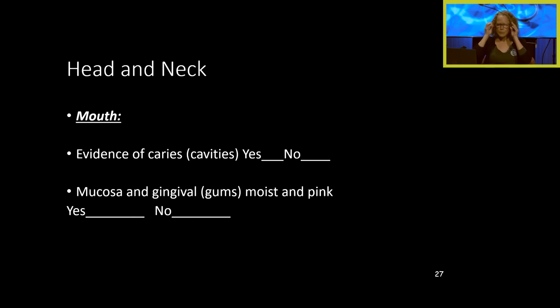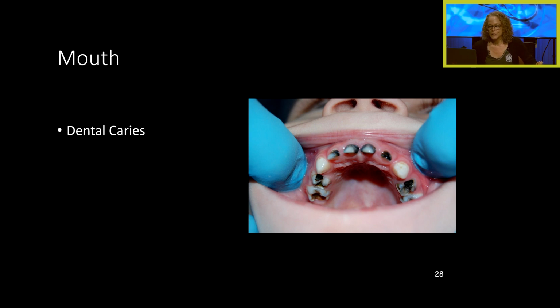We want to be able to look inside the mouth. We want to look to see if there are caries or cavities in the mouth, either that have been treated by a dentist or that have not been treated by a dentist. And we want to look at the mucosa and the gums. We want to see if they are moist and pink, because that is considered normal. In this image, you can see that this individual has quite a few dental caries or cavities that have actually not been treated by a dentist. And so this would require a referral to a dentist.